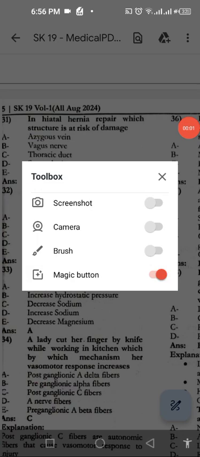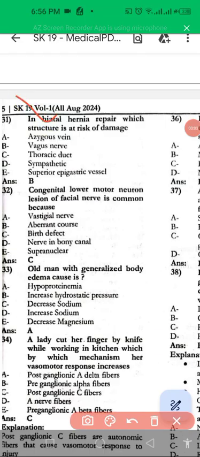So now we are going to look at another one, the hiatal hernia repair. Which structure is at risk of damage? It is the vagus nerve that is at risk of damage during repair of hiatal hernia.